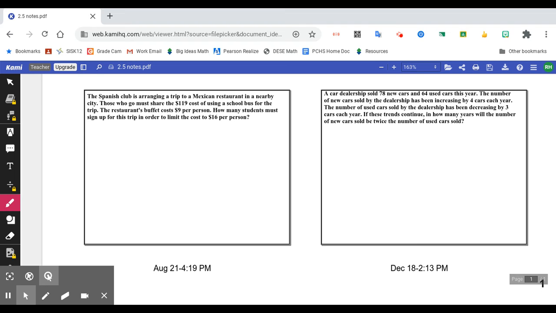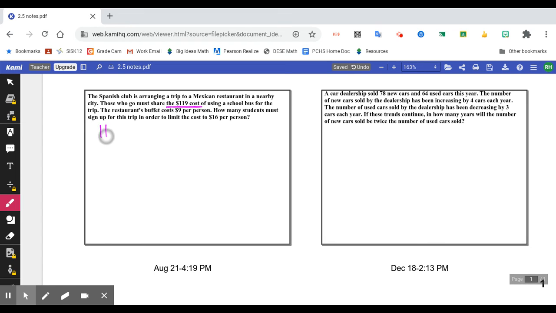Okay, so this one's a little bit different because we're going to be comparing. So, those who go must share the $119 cost of using a school bus for the trip. Well, they're only going to pay that amount one time. So the $119 happens once. Plus, they have to pay for their food. Well, the cost is $9 per person. Well, that's going to happen over and over again because there's more than one person going. So this would be your 9x. Now, here's the tricky part.